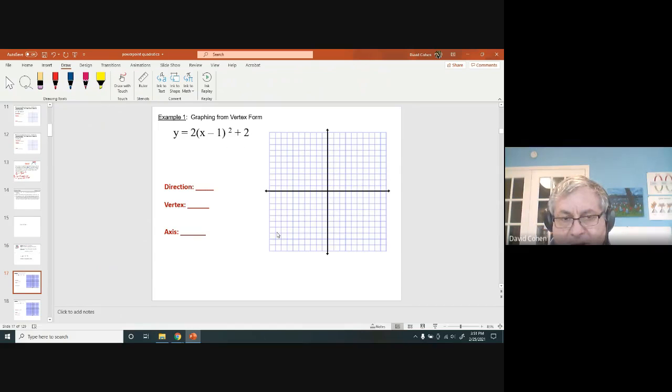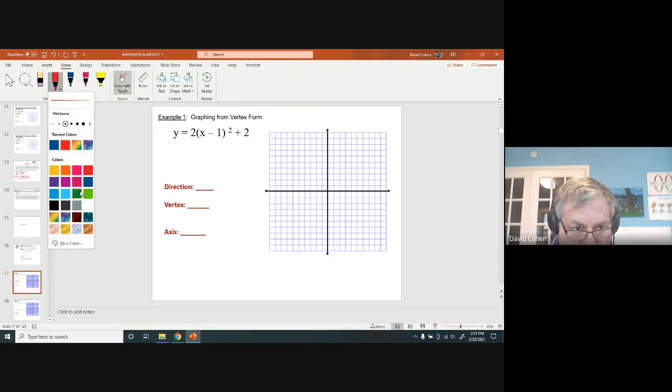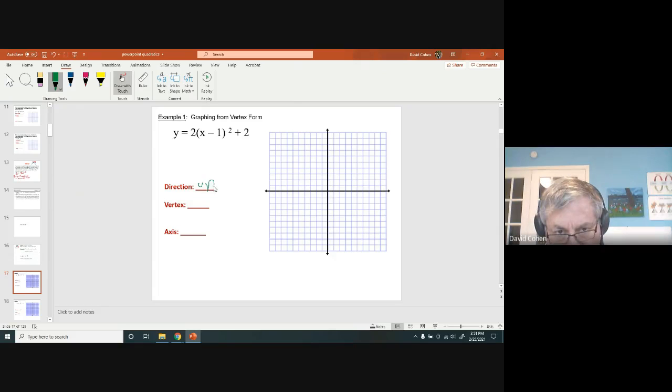So here we are given the vertex, and we know the direction is positive. We'll just do one of these, and a better color too. Okay, so our direction, because it's a positive 2, is up. The vertex is going to be -1, so we know it's subtracting a 1. So we're already given the x value, 1. The y value is given by the k.